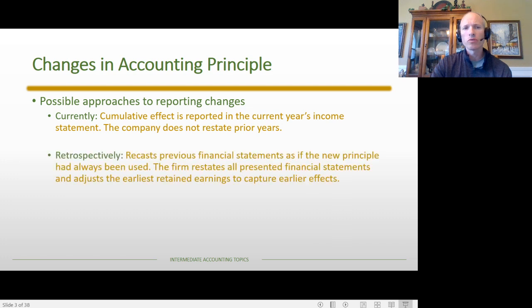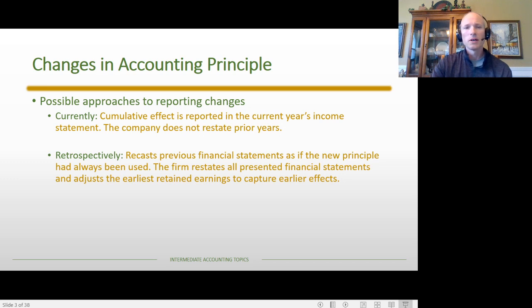A second approach is retrospectively, which basically means you sort of recast all your financial statements, acting as if the new principle were always in place. And so you're going to have restated financial statements, you're going to have adjustments to the earliest retained earnings presented, and this is a bigger change for sure, but it also gives you a lot more information, and so it allows you to really make year-over-year comparisons rather than having sort of one method in the prior year and a new method in the current year.